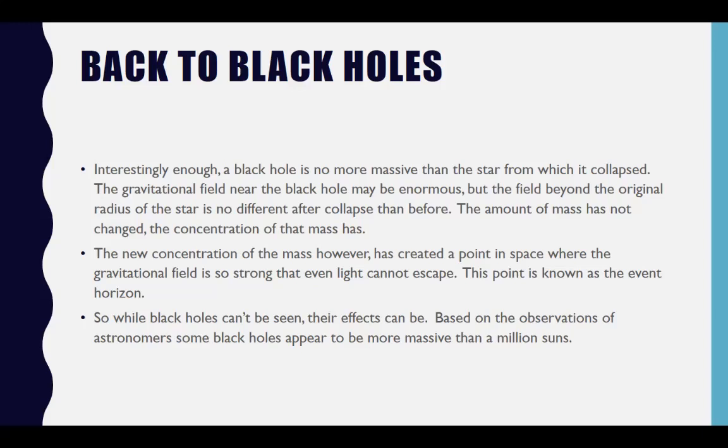Based on the observations of astronomers, some black holes appear to be more massive than a million suns, like the supermassive black holes we were talking about before. And in fact, if you do any research on the Milky Way galaxy of which we're part, at the center of the Milky Way seems to be one such example. Inside the radio lobe appears to be a supermassive black hole with some of these stars orbiting at breakneck speeds as they encircle that central singularity.